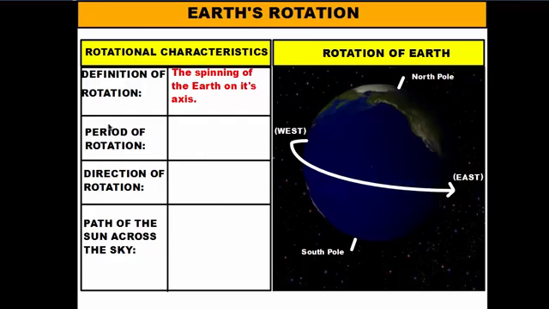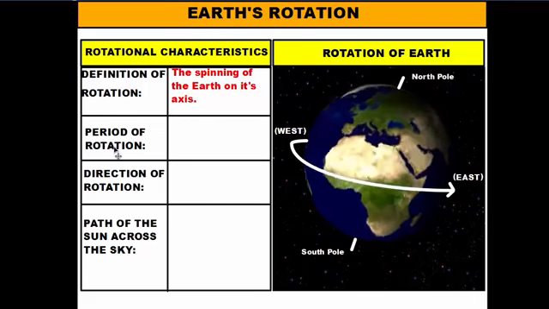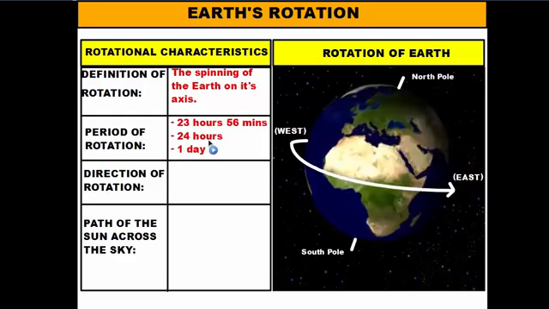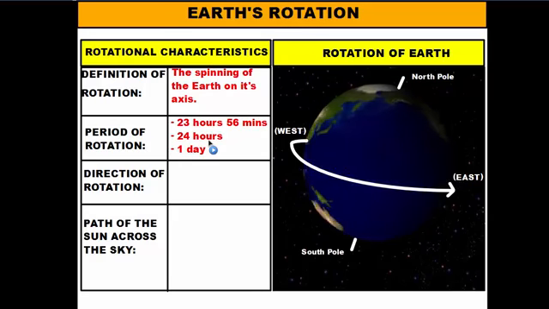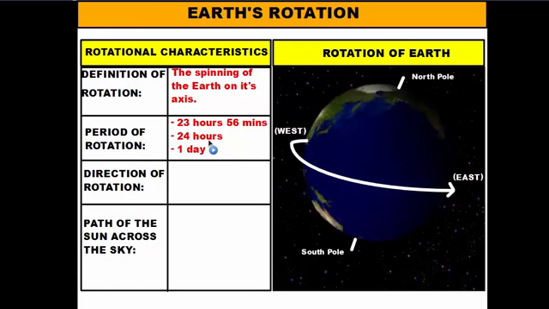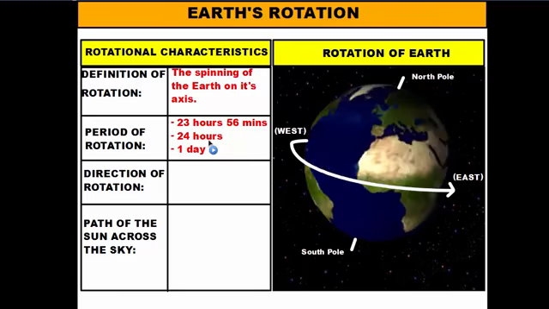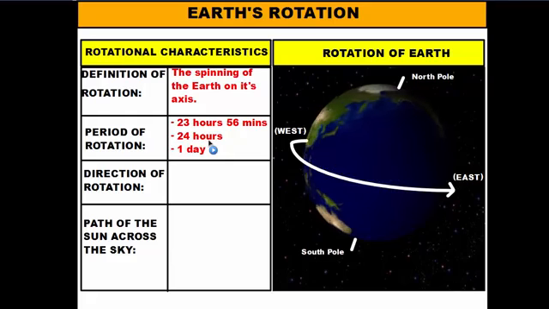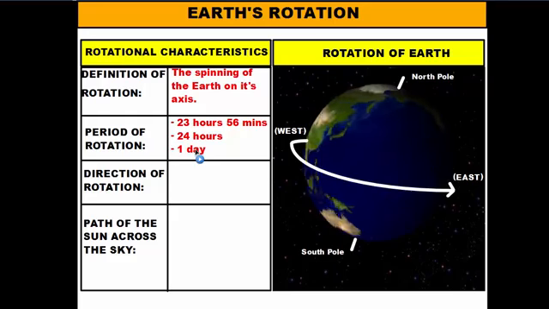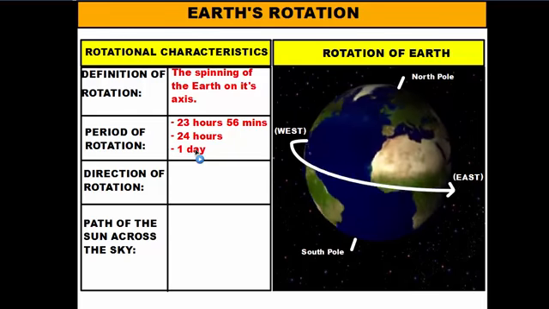Well, your period of rotation is a block of time for the Earth to spin once, and we could describe it several different ways. It actually takes the Earth 23 hours, 56 minutes, and some change in seconds to complete one rotation. However, we round that up to 24 hours because it's easier, and as we know, 24 hours is equal to 1 day. So it actually takes the Earth 1 day to complete one spin.